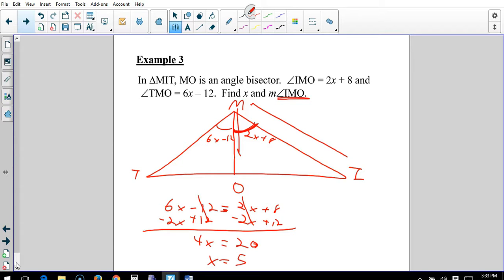So we're plugging 5 into 2x plus 8. So the measure of angle IMO is 18 degrees. So is TMO. And angle TMI would be 36 degrees.